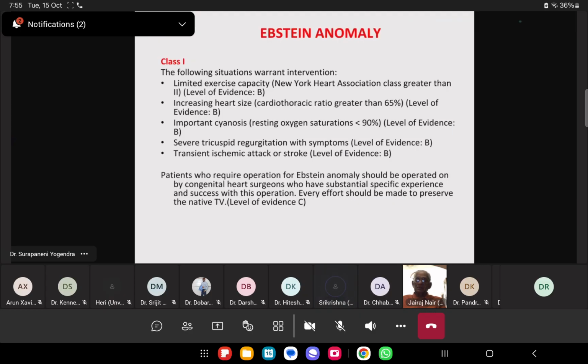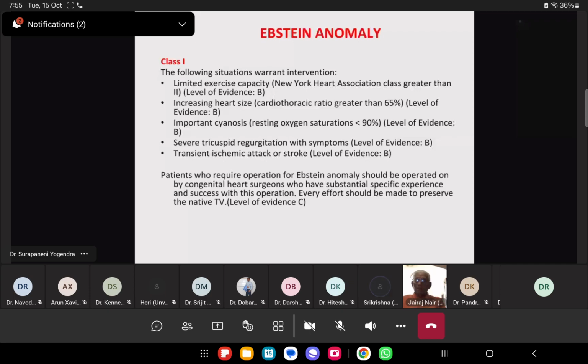Indications for intervention. Class 1, the following situations warrant intervention. Limited exercise capacity, NYHA class greater than level 2, level of evidence B. Increasing heart size, cardiothoracic ratio greater than 65, is a class 1 indication with level of evidence B. Important cyanosis, resting oxygen saturation less than 90%, again class 1 indication, level of evidence B. Severe tricuspid regurgitation with symptoms, also level of evidence B. Transient ischemic attacks or stroke, level of evidence B.